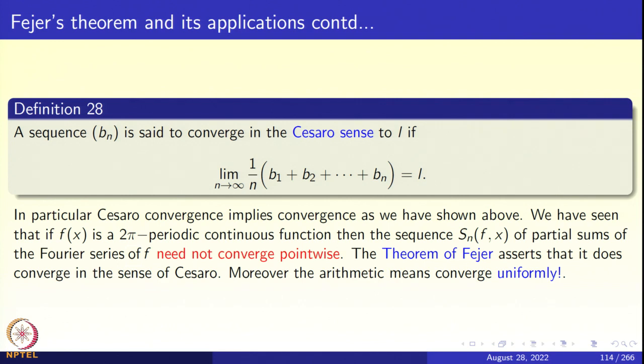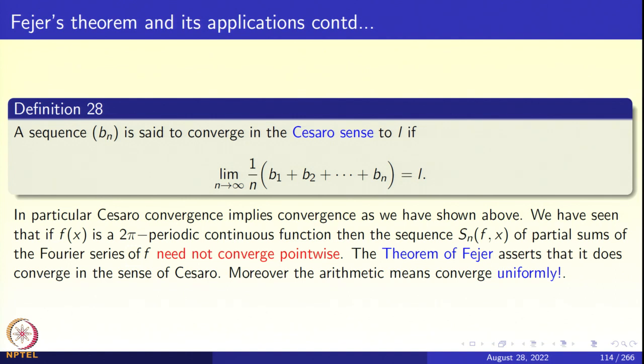Now, we have seen that if f of x is a 2-pi periodic continuous function, then the sequence of partial sums of the Fourier series, Sn f x, the nth partial sum of the Fourier series of f, need not converge pointwise. This was the example due to Paul du Bois-Reymond. The theorem of Fejer says that although the sequence Sn f x may not converge pointwise, that is, ordinary convergence may fail for the sequence Sn f x, Cesaro convergence holds. But what is the hypothesis? The function f of x is continuous. So for continuous functions, the sequence of partial sums of the Fourier series may not converge, but it does converge in the sense of Cesaro.